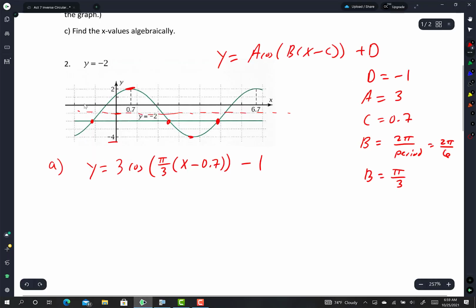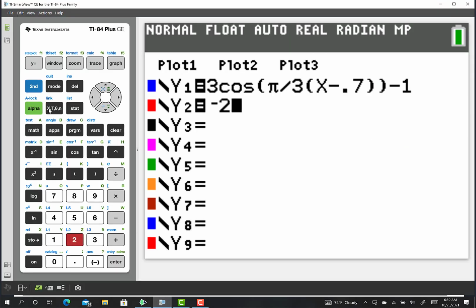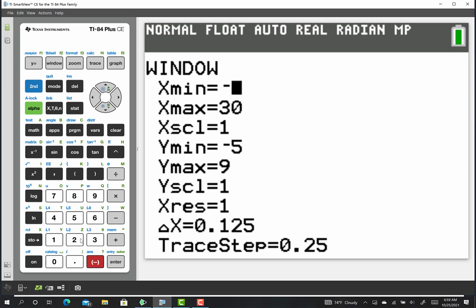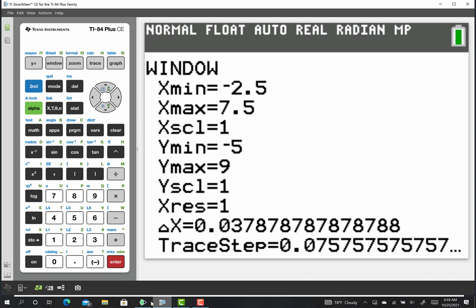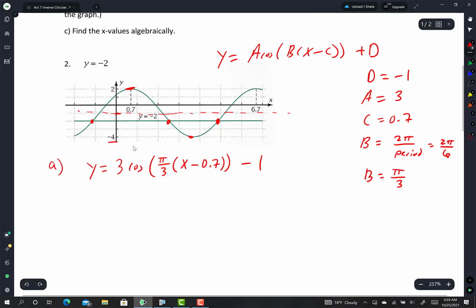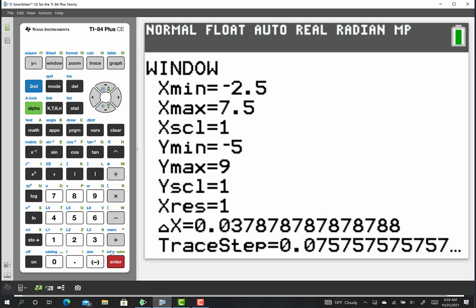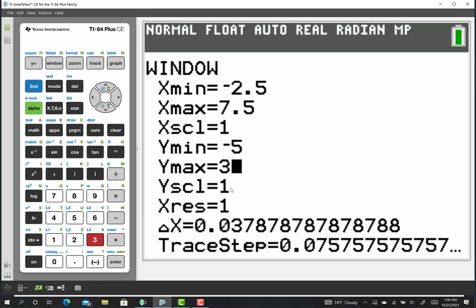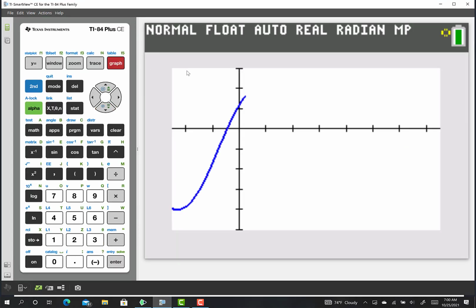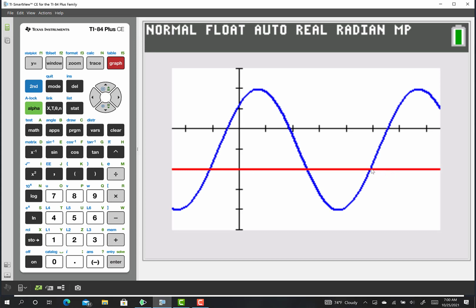Let's see, I'm going from -1, -2, put like -2.5 all the way to 7.5. So I'm going to click on window, -2.5 to 7.5. Scale of 1, that's fine. Y min, I go all the way to -4, so you want to go a little lower than that. I'm going to say -5. That's perfect. Y max, I go all the way to 2, so go a little higher, like 3. Y scale, that's fine. Push graph. There it is, and there it is. Those are my 3 values that I want.